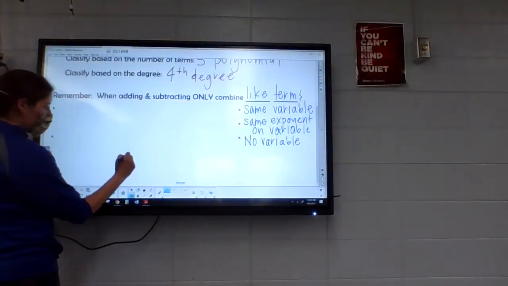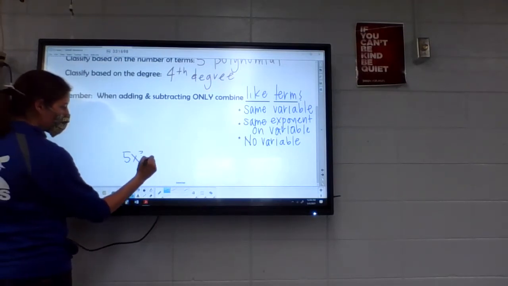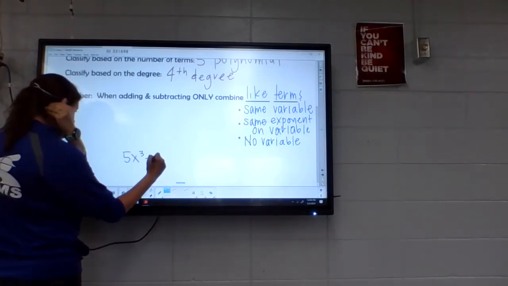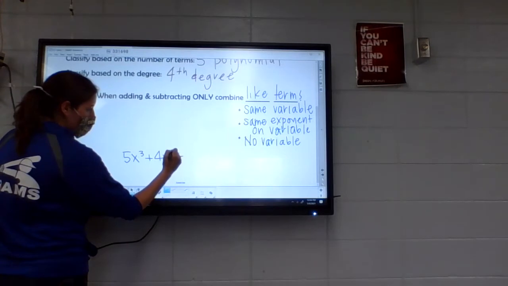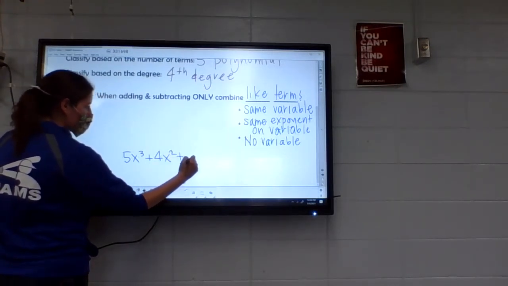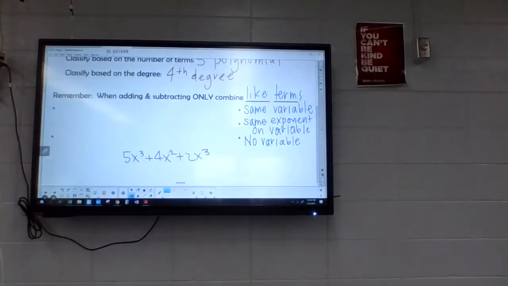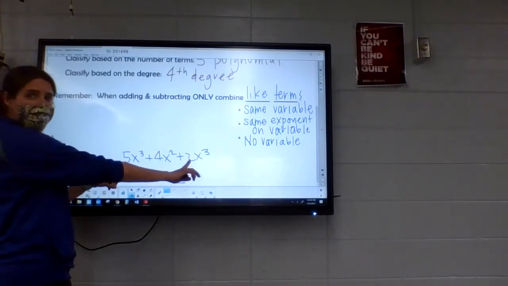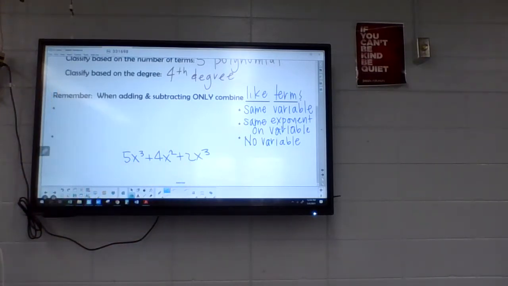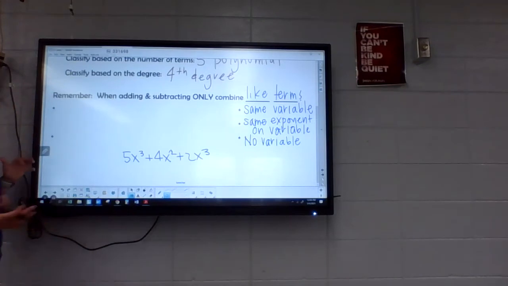So I have 5x to the third plus 4x squared plus 2x to the third, which are like terms. The 5x and the 2x. Yep, so these two are like terms because they both have x to the third. So those two are like terms, so we get to combine them. When we combine them, we're going to add or subtract their coefficients, whatever it tells us to do.